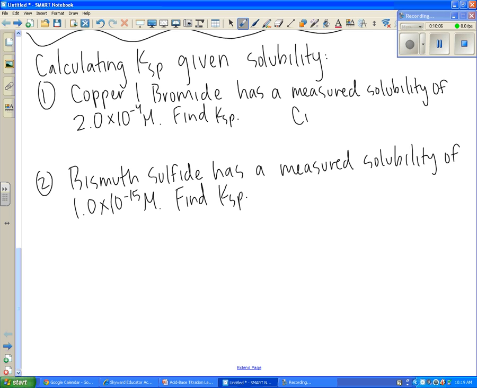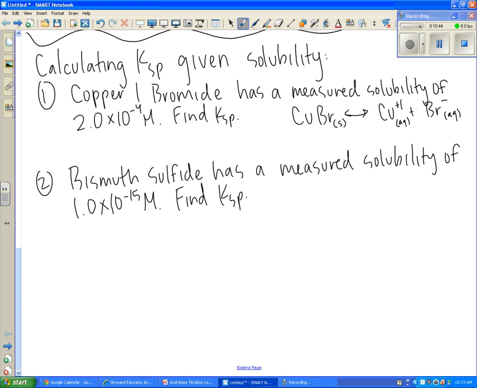What if we dissolve copper 1 bromide, CuBr, in water? So we take solid copper 1 bromide and dissolve it in water. It'll form copper 1 ions and bromide ions. If we take that exact amount and dissolve it in 1 liter of water, we have what's called a saturated solution. We've dissolved as much of the salt in water as we possibly can. If we try to add any more, it just simply won't dissolve.